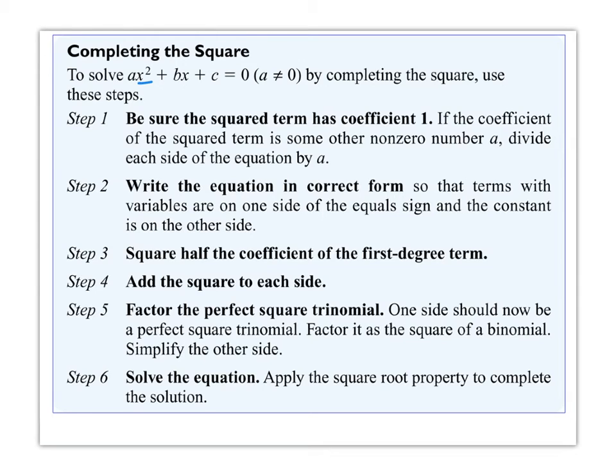Step number 2 is to write the equation in correct form so that terms with variables are on one side of the equal sign and the constant is on the other side. And then you have that blank, you want to make it a perfect square trinomial, and that's by squaring half of the coefficient of the first degree term. That's your b, your coefficient of the x. You're going to take half of it and square it. And that's what you add to both sides. That's step number 4. And step number 5, you factor the perfect square trinomial. One side should now be a perfect square trinomial. Factor it as a square of a binomial and simplify the other side. Step number 6 is to solve the equation by applying the square root property to complete the solution.